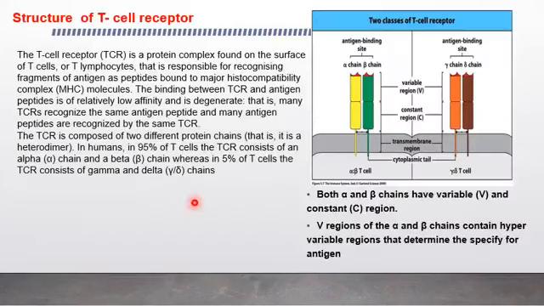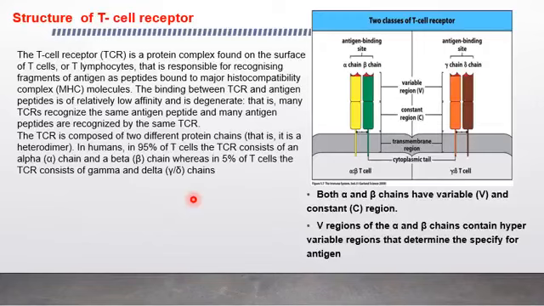Okay, so the structures of the T cell receptors. As I mentioned before, the T cell receptor is expressed on some glycoproteins or some fragment proteins on the cell surface. So these small proteins, or the fragment peptides, need to bind to the T cell receptors, and then they can activate the immune system.